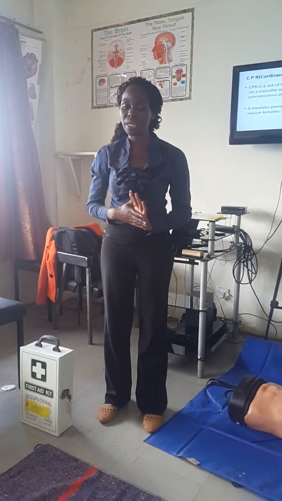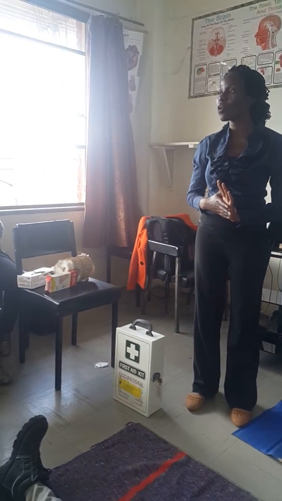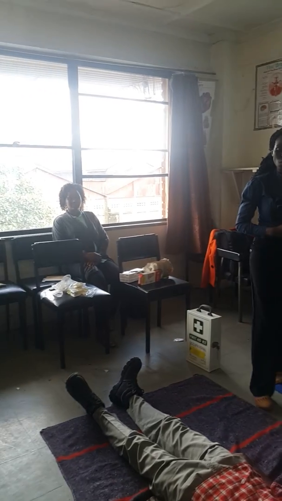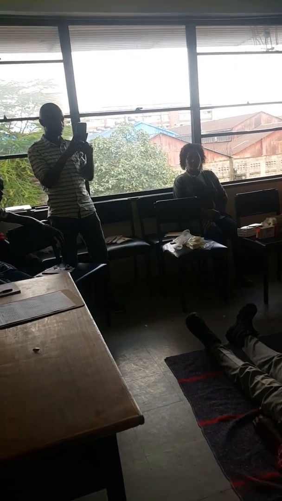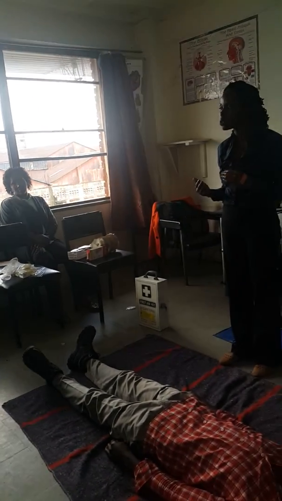I'm here to take you through managing a type of casualty who is unconscious but breathing. Later on, we'll tackle a type of casualty who is unconscious and not breathing. Earlier on, I took you through three types of casualties: a casualty who is conscious, a casualty who is unconscious but breathing, and a casualty who is unconscious but not breathing.